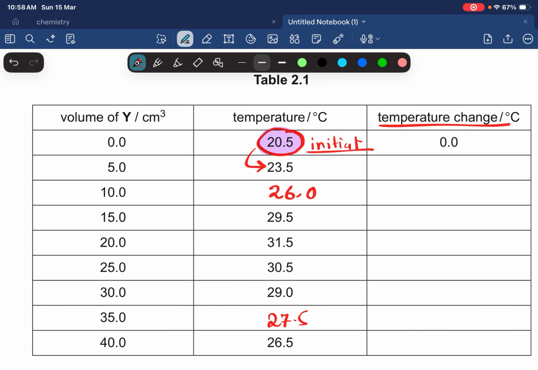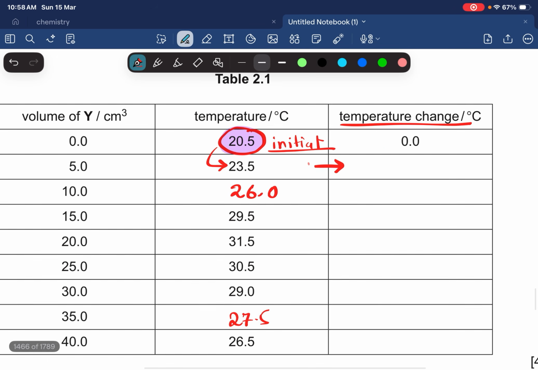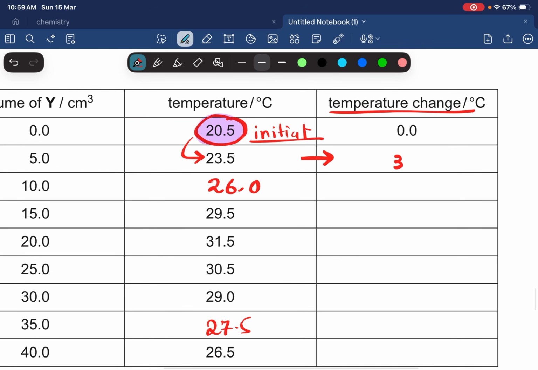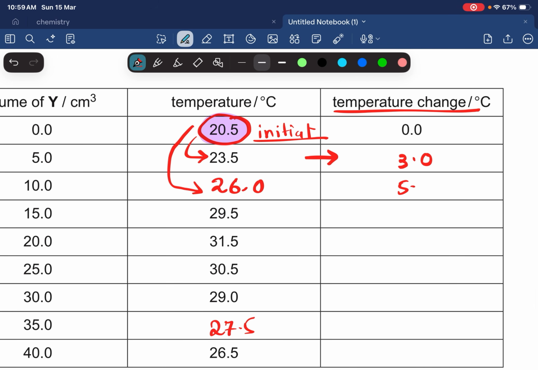So over here, for this column, it's going to be 23.5 minus 20.5. That gives me 3 degrees. But I'm not going to write 3 degrees. That's going to be incorrect. I'm going to write 3.0 degrees. Now I subtract 20.5 from 26.0. That gives me 5.5 degrees.